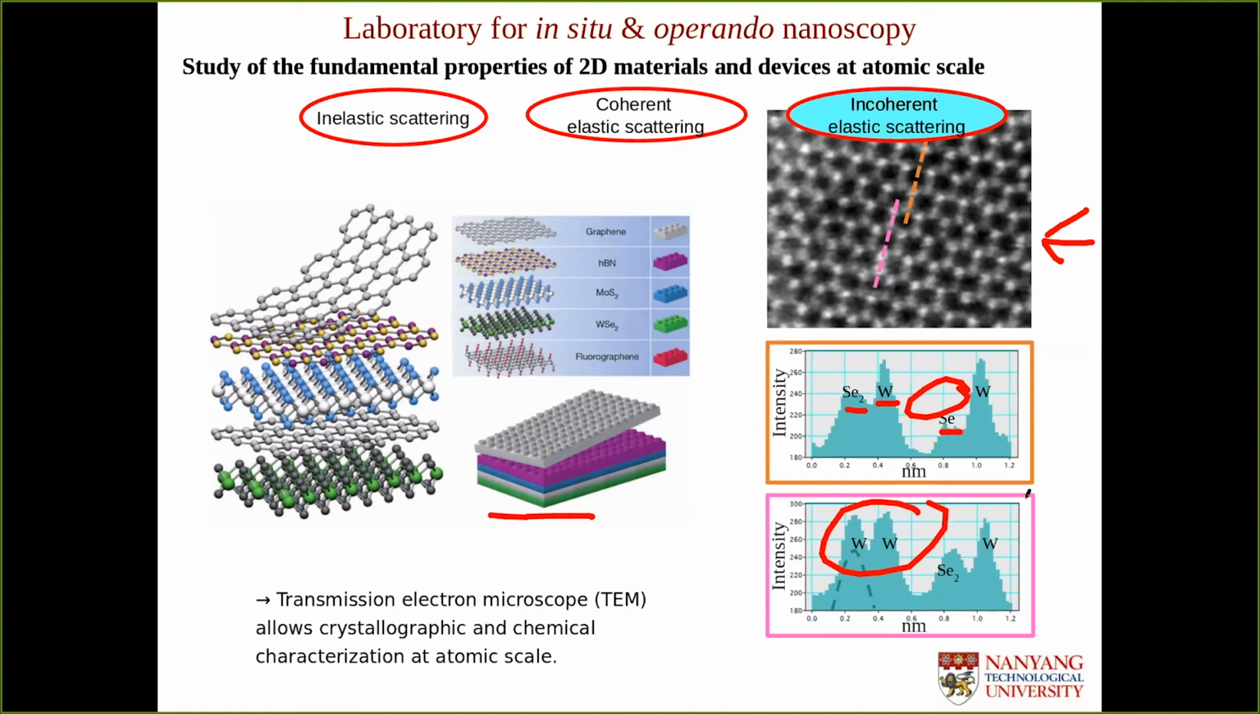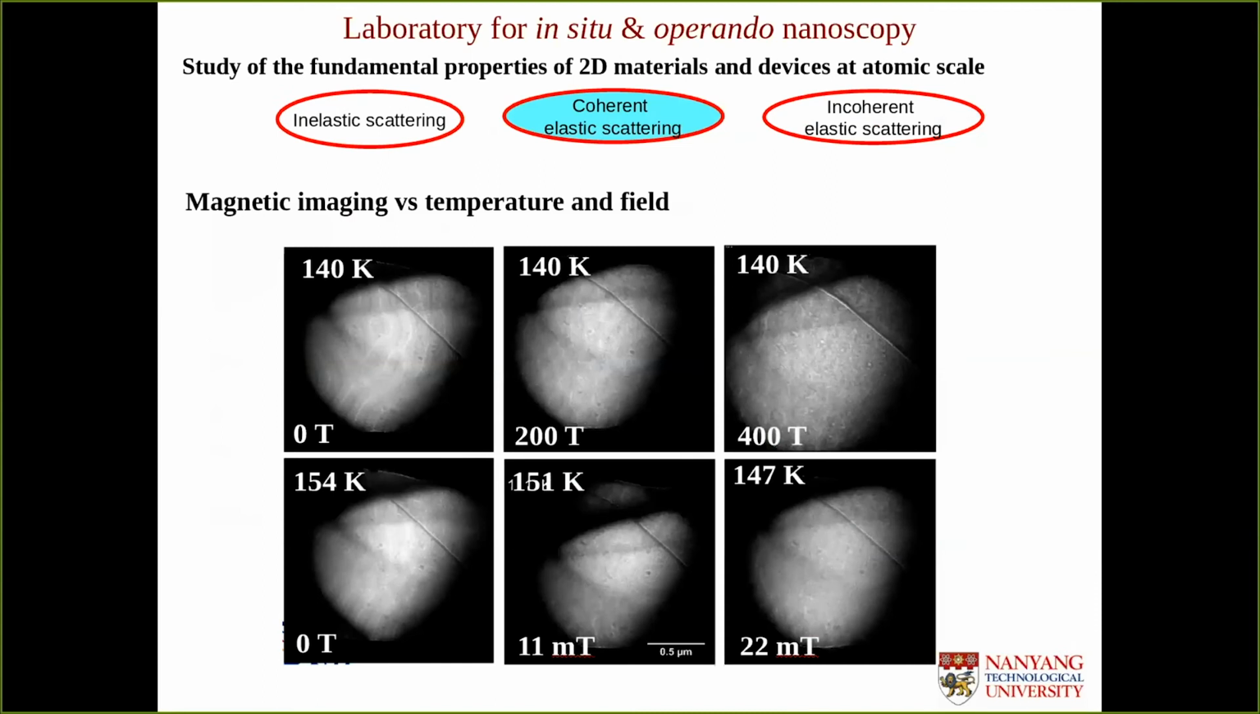When we use different signals, we are not only sensitive to the mean inner potential, which is the electrostatic field created by the atoms, but we can also map the magnetic domains. And this is what's called Lorentz TEM microscopy.